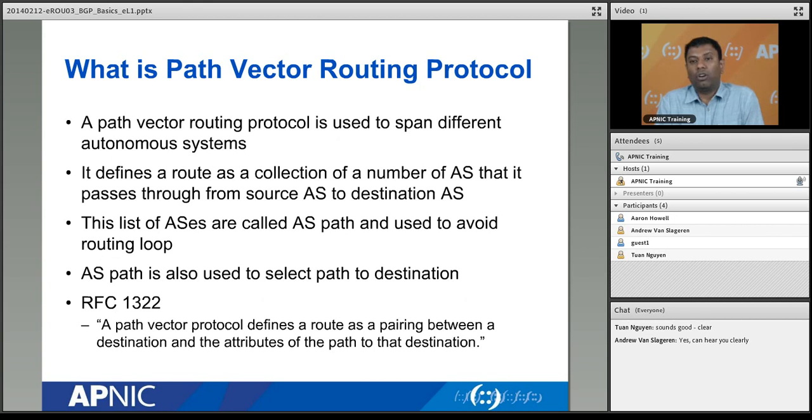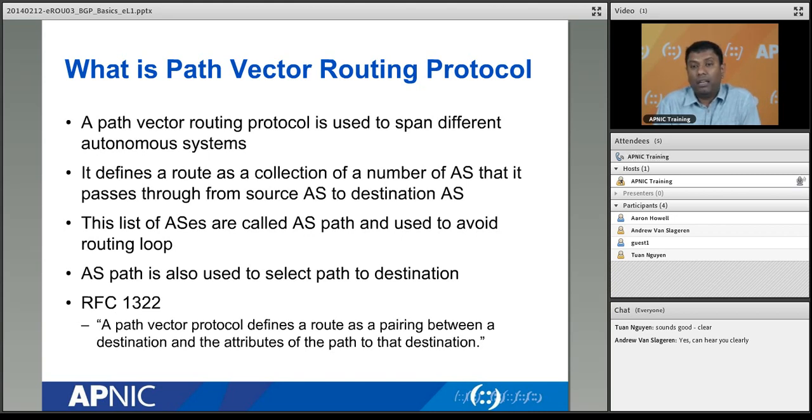So BGP has a logic to avoid the loop. Based on the AS path, BGP tries to make sure there will not be any loop. And as I said, this path vector can be used to select the best path as well. It's a simple logic that you can imagine.